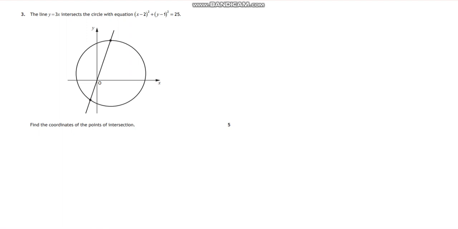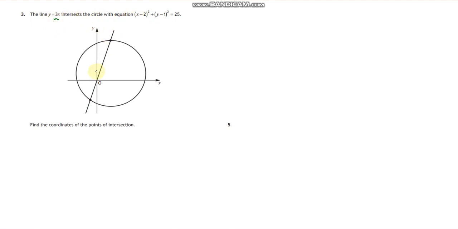Question 3. So coordinates of intersection. All this is really saying is we need to substitute in the 3x in place of the y. Or I suppose you could substitute in the y in place of 3x if that was over here, or substitute in a third y. But the point is this is going into this.